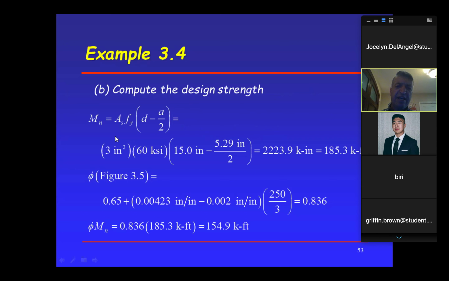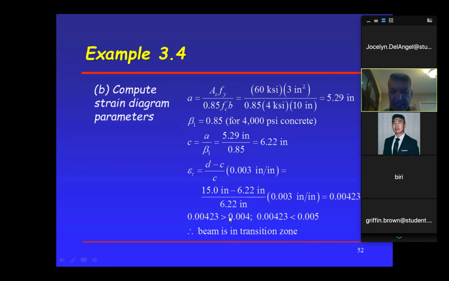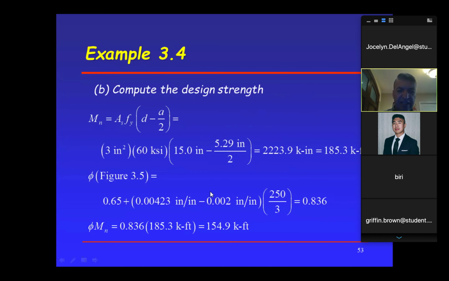AS is 3 inches square, FY is 60, given d is 15, A is 5.29, we calculated, so it comes out to this, divided by 12 comes out to that. Now phi, remember, is not 0.9, because if this value was 0.005 or more, then phi is 0.9. But it's not, so we said we have to calculate phi. So how do we calculate phi right here?